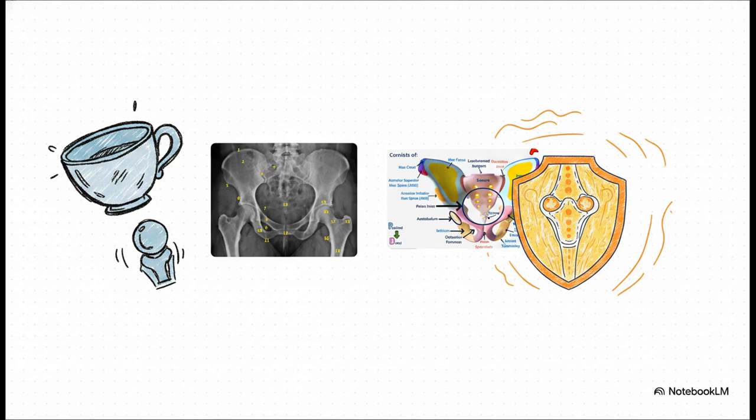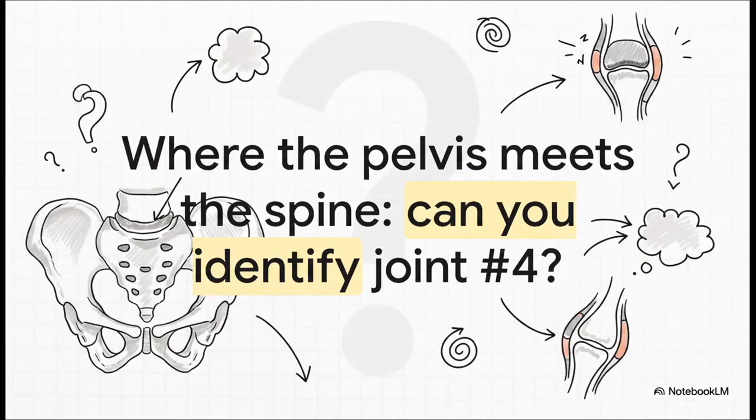This deep socket is where the head of the femur fits, and it's what gives the hip its incredible range of motion. Honestly, without a healthy acetabulum, you just don't have a working hip. Okay, let's switch gears for a second. We've been looking at bony landmarks, now let's look at a joint.